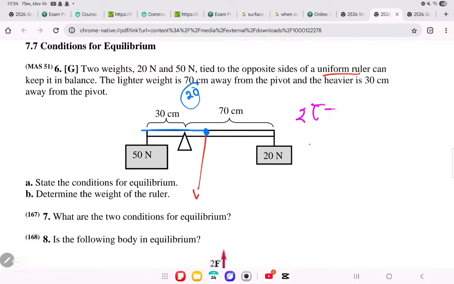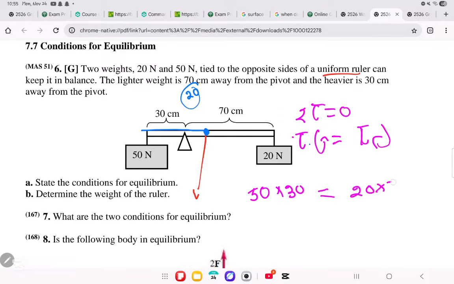First of all, we need to do sigma torque is equal to 0. So torque counterclockwise is equal to the torque clockwise, right? So what is the torque counterclockwise? Torque counterclockwise, which is gonna be 50 newtons times 30 centimeters, is equal to the torque clockwise, which is 20 newtons times 70 centimeters, plus the weight times 20 centimeters, right? So now, after solving, you're gonna get it to be 50 times 30, that's 1,500, minus 20 times 70, we're left with 100. So 100 is equal to 20 times W. W is then equal to 5 newtons.